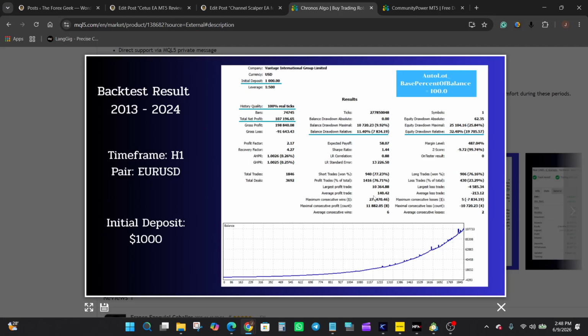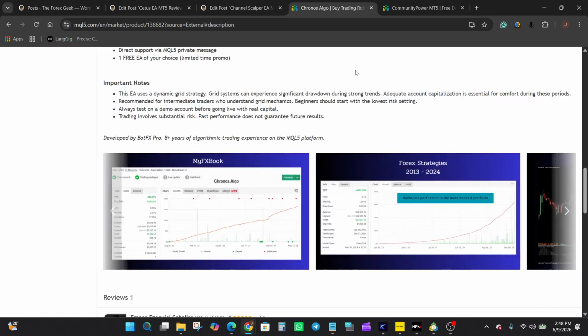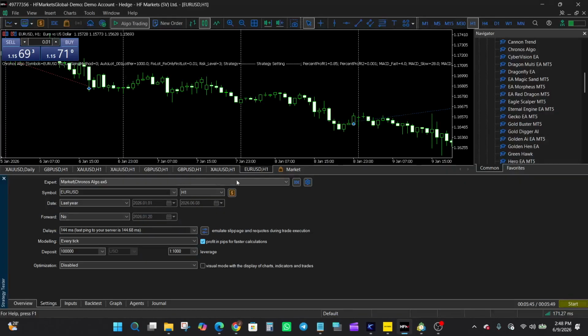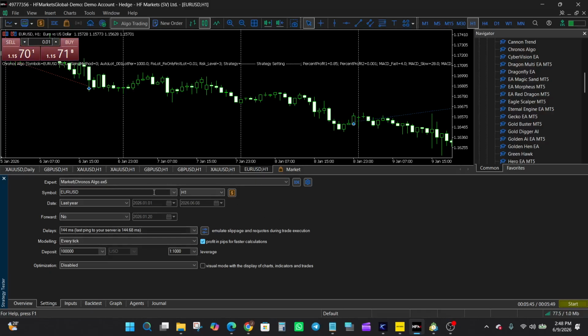So this shows me that the risk to reward ratio on average is bad, but the win rate is good. All right, and considering the fact that the backtest was run over more than 10 years, over 1,800 trades were taken, so it's not surprising to see this total net profit. All right, well, let's just head over to our strategy tester to see how the Chronos Algo EA performed over the past 5 months in 2026. All right. So we are using the last ping to the server for our delays. We are testing the EA on EURUSD H1 time frame as recommended. Every tick modeling as well. So let's quickly look at the results.